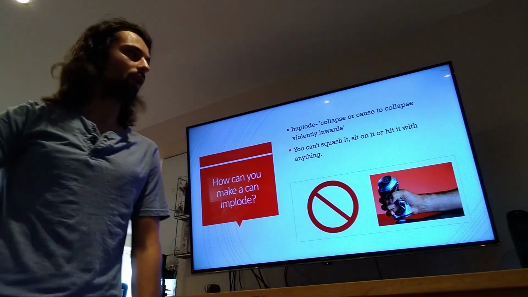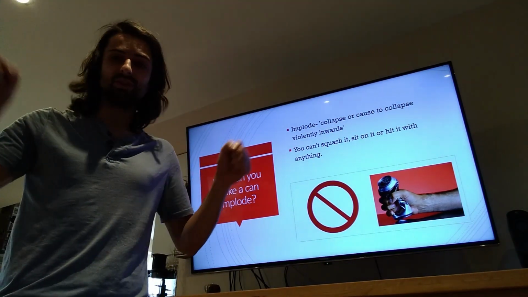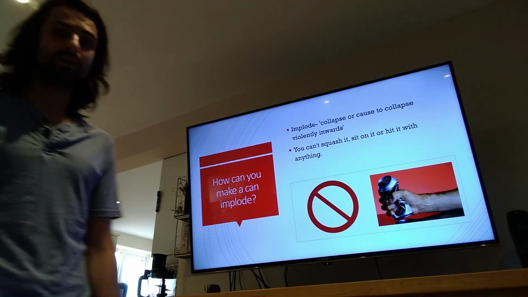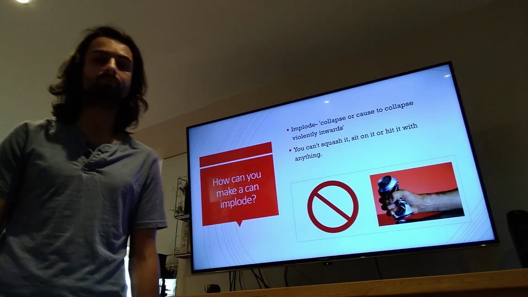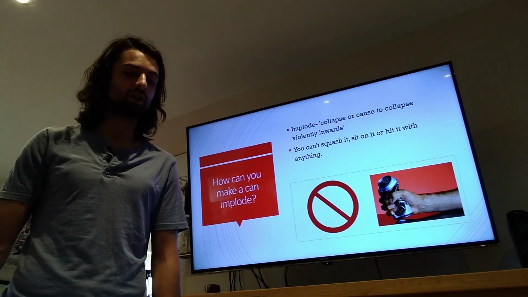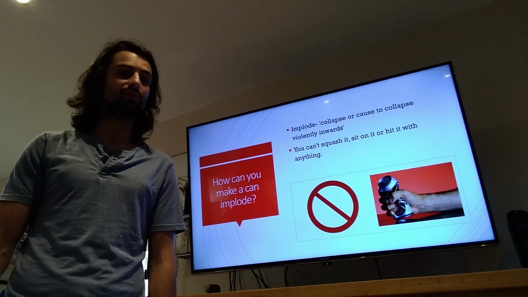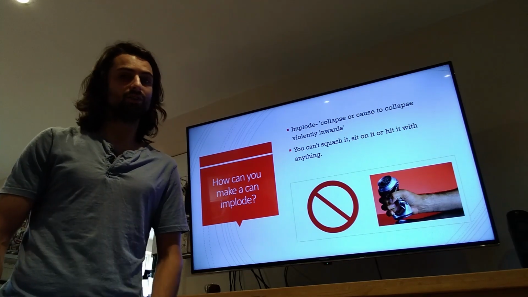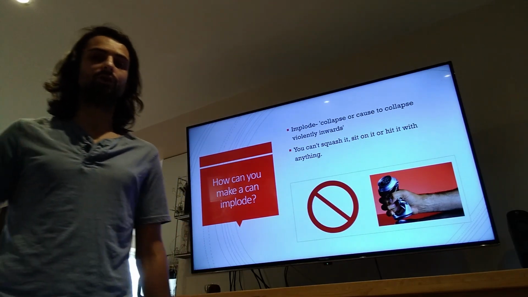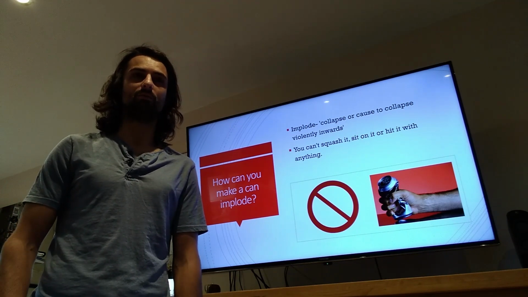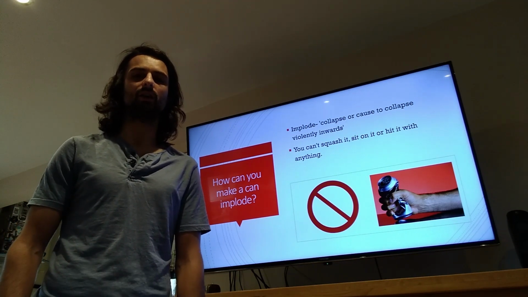So something implodes when it collapses inwards, in on itself. I want you to try and do it with a can if you've got a can at home, although you're not allowed to touch it, sit on it, chuck your brother or sister at it, chuck anything at it, or smack it with anything. So you've got to think of some other way that you can do that. I'll leave you to have a little think. You can pause here, just a hint, think about pressure.